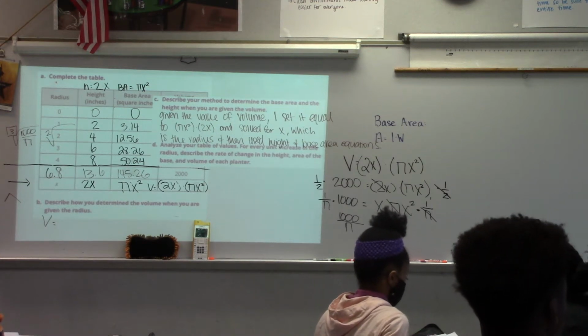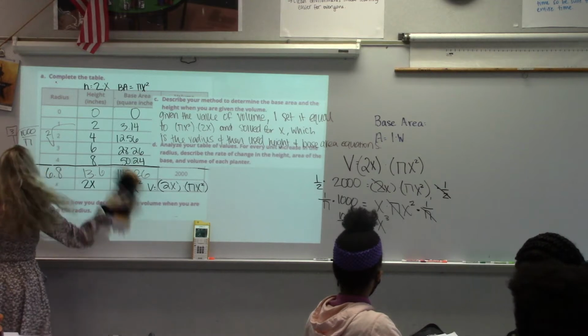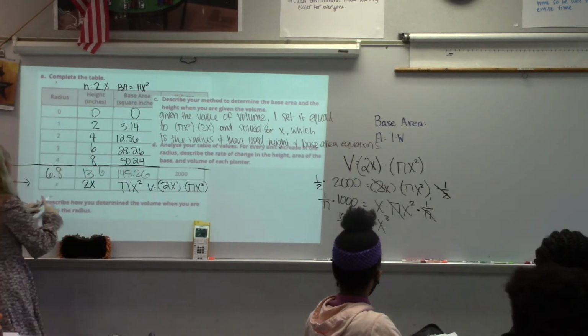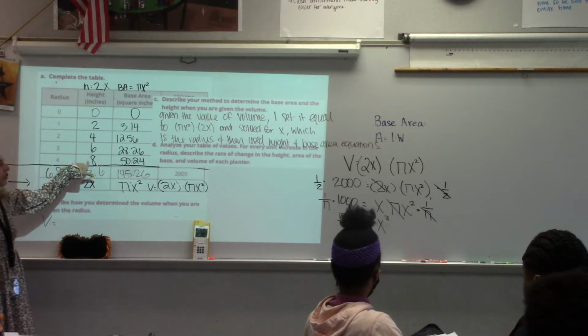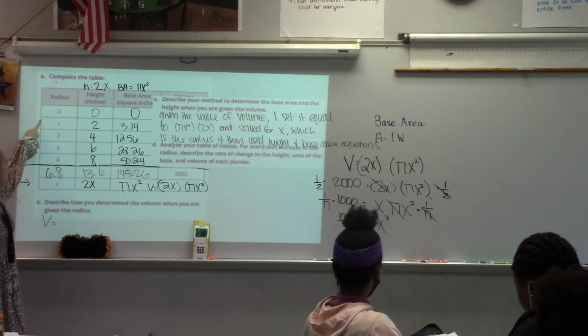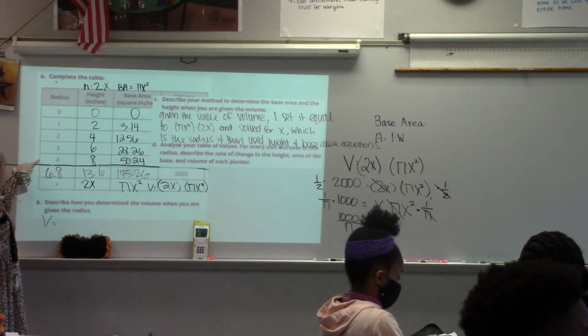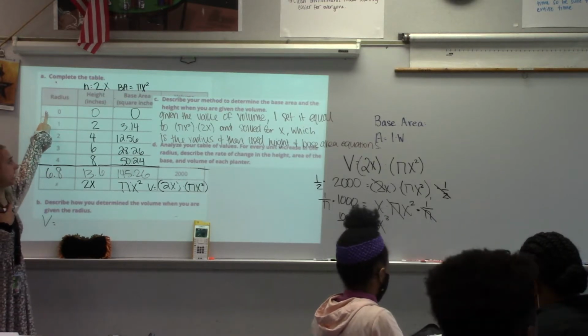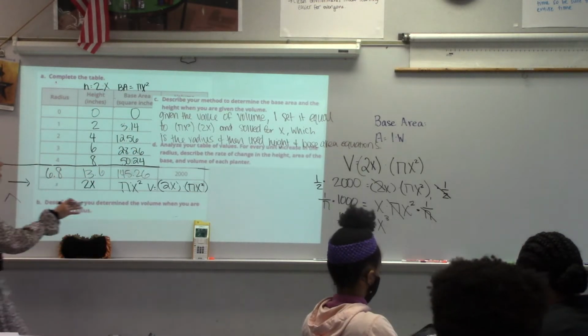Wants us to analyze the table of values. For every unit of increase on the radius, so it's talking about every time we increase by 1 here, how is the height changing? And then, by 2, and then it's asking us for every time it increases by 1 here, how's the area changing? And then it wants us to do how the volume's changing.